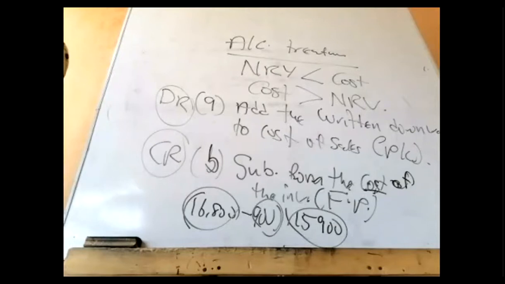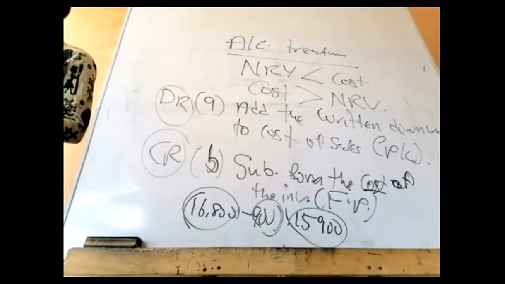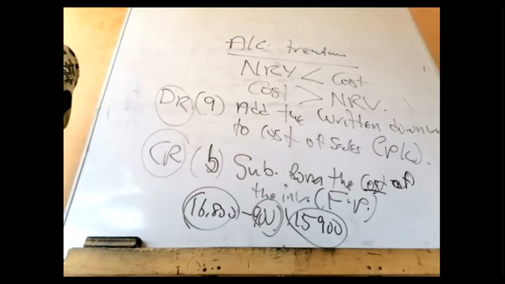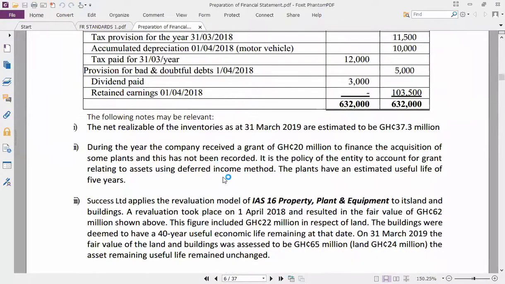Now, we'll scan through some few questions, then we move on to the last aspect. I'll do some few trial works, and then we say bye-bye to IAS 2. So let's see it works. Okay. So let's go to note 1. The following may be relevant.